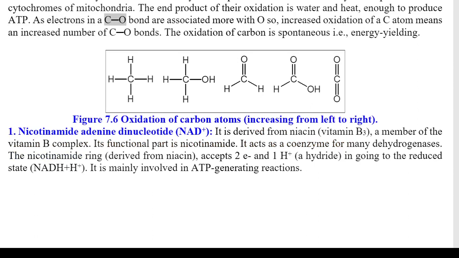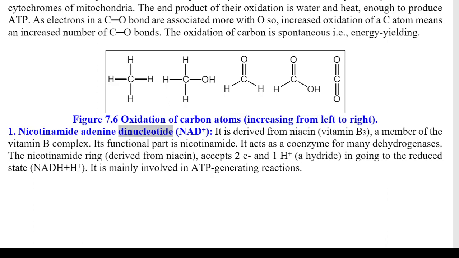As electrons in a C-O bond are associated more with O, increased oxidation of a C atom means an increased number of C-O bonds. The oxidation of carbon is spontaneous, that is, energy yielding. Figure 7.6: oxidation of carbon atoms, increasing from left to right.